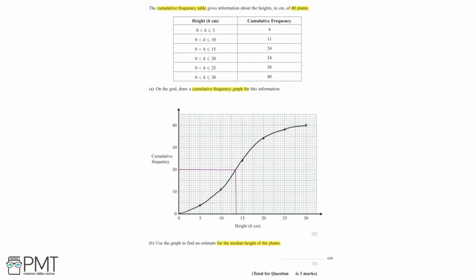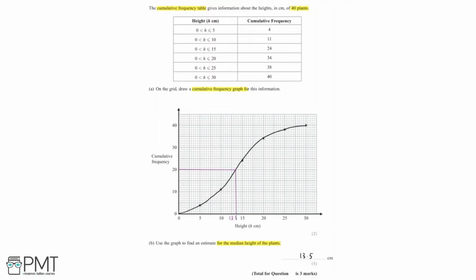We can see that the height of the plant when the cumulative frequency is equal to 20 lies at this point right here. And reading from our graph, we can see that the height is 13.5 centimeters when the cumulative frequency is equal to 20. And so we've found that an estimate for the median height of the plants is equal to 13.5 centimeters.